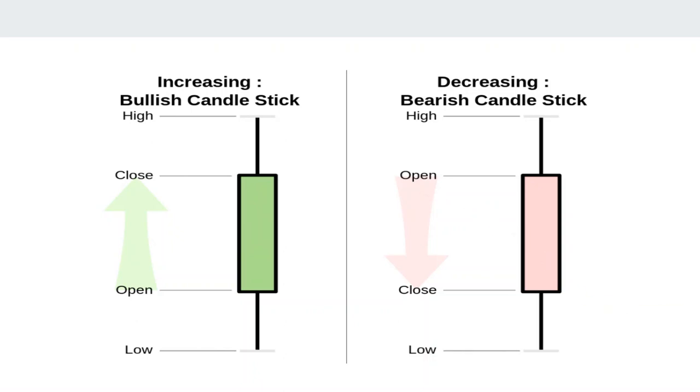Let's talk about the shadows or the wicks. The vertical lines that extend above and below the real body are called the upper and lower shadows or wick. The top of the upper shadow is the session's high. Here is the session's high. The bottom of the lower shadow is the session low.